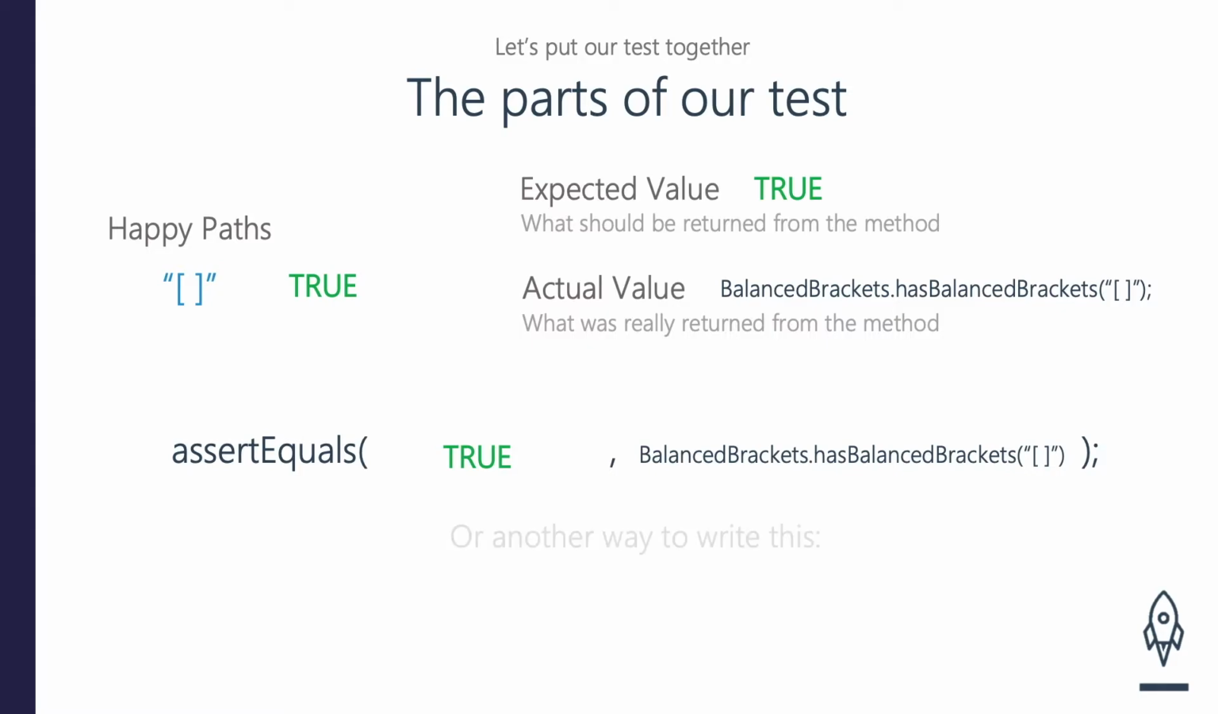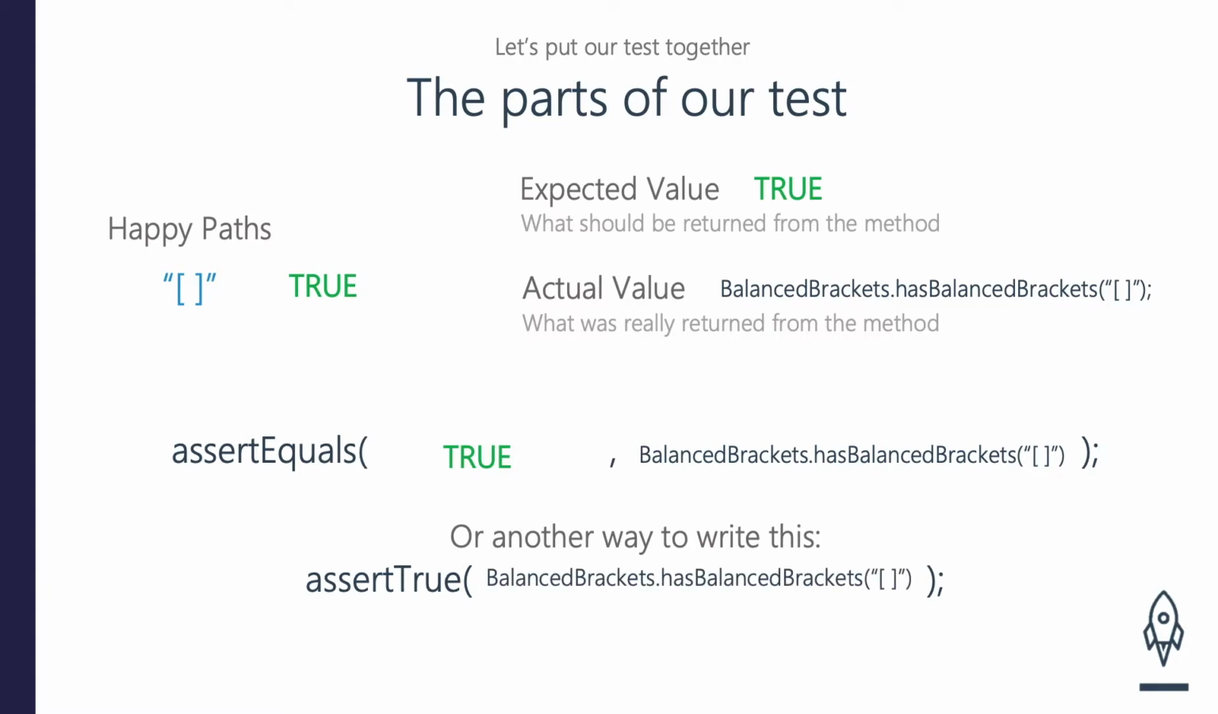Another way to write this, though, is to use another assert called assert true, which just checks if whatever's returned from a method or another value is true. So we can use this and place that method inside of here to save us a little bit of coding room when we're writing these tests. So in the future examples, I'm going to be using assert true.